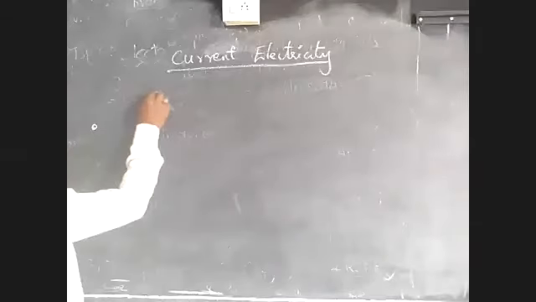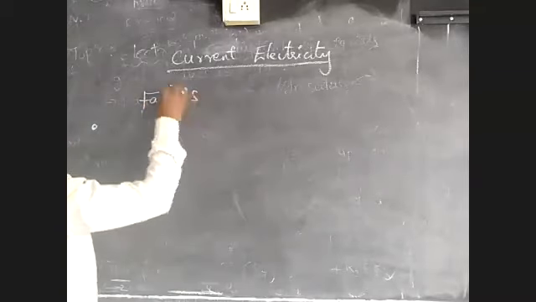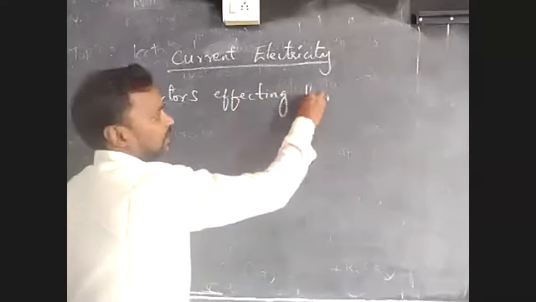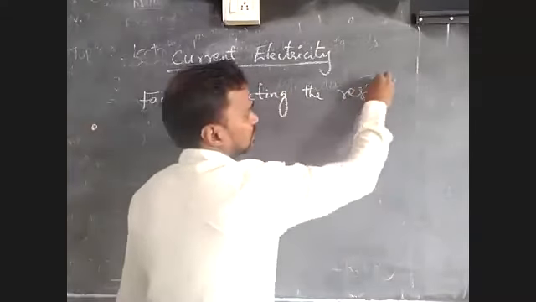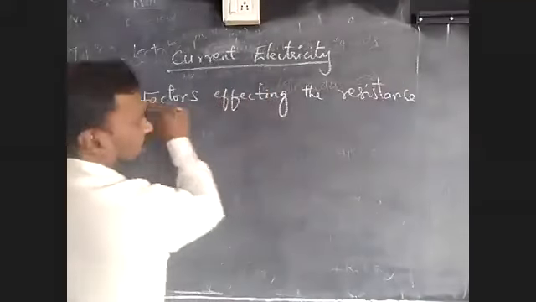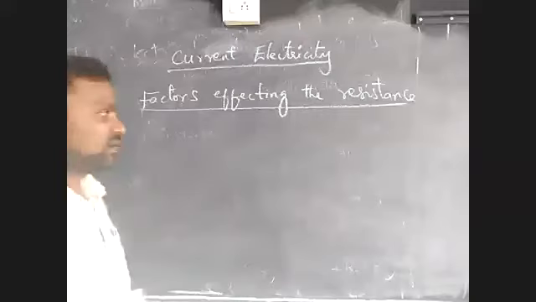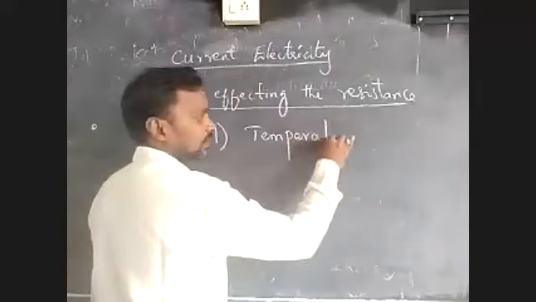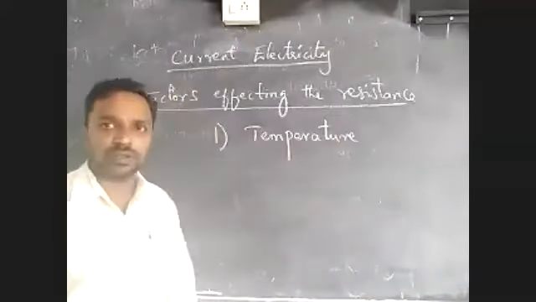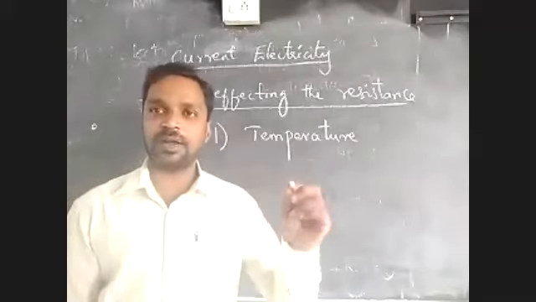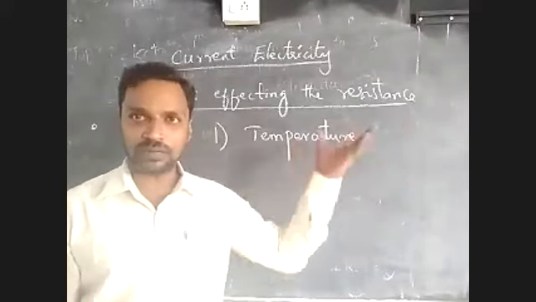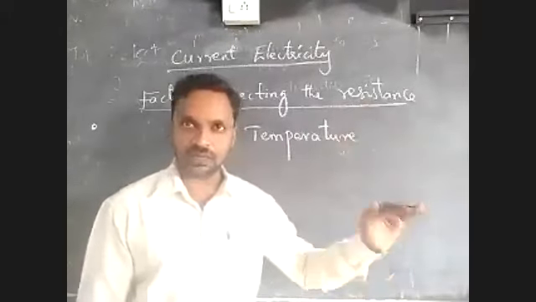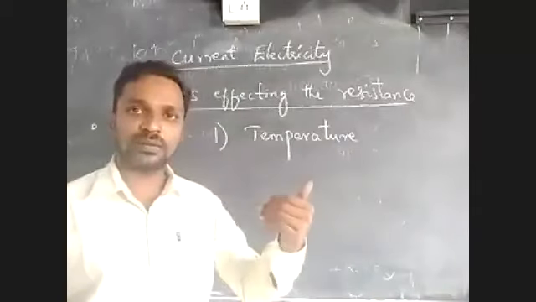So, factors affecting resistance. This is the heading we are going to learn. The first factor is temperature. The resistance of a conductor depends upon temperature. Temperature is the degree of hotness or coldness of the body. When the temperature increases, what happens to the resistance? And when the temperature is less, what happens?